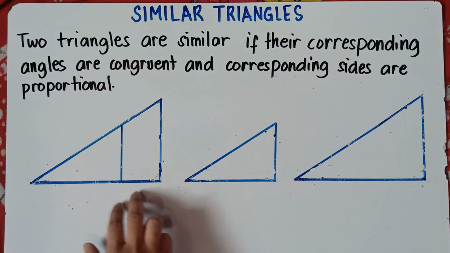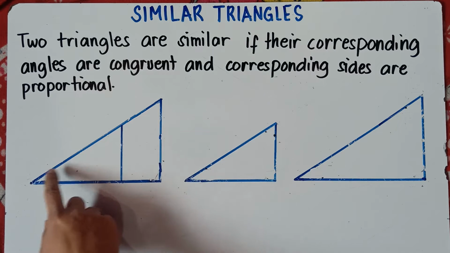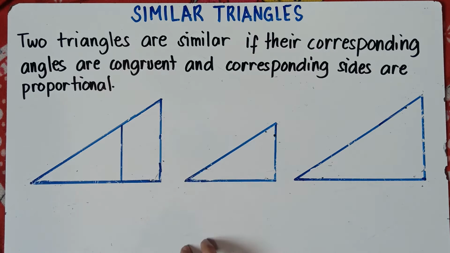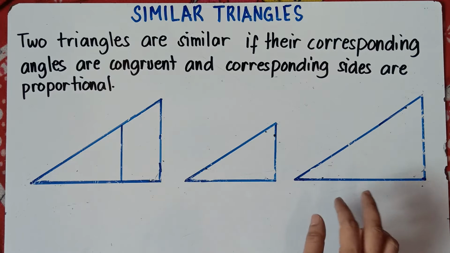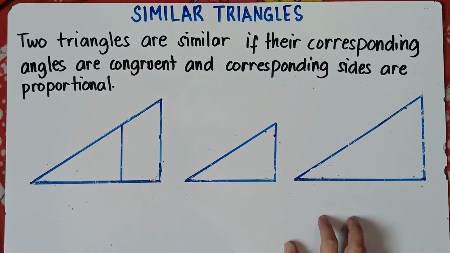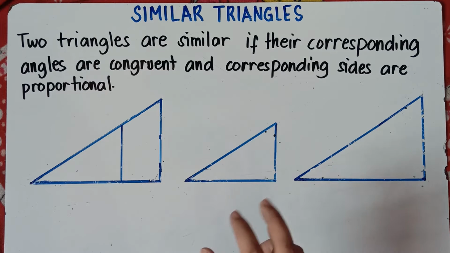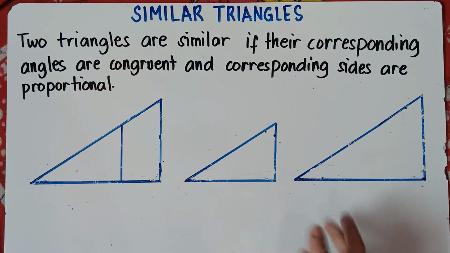So I have here an illustration, class, in which we can make two triangles, right? We have the small triangle and the big triangle. So I separated the small triangle and the big triangle. Now, the question: are these similar triangles? To check if these are similar triangles, you need to check if their corresponding angles are congruent. So let's label this up, class.